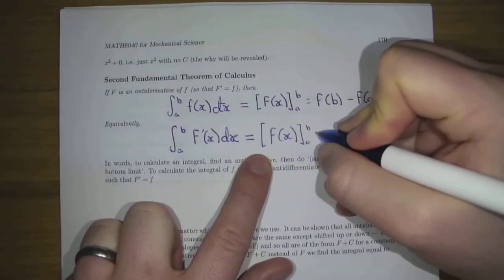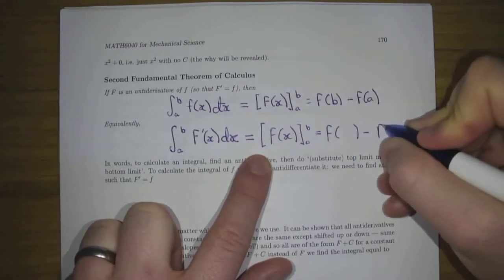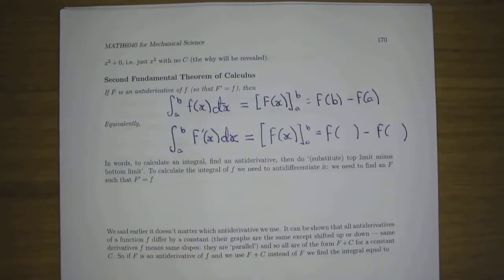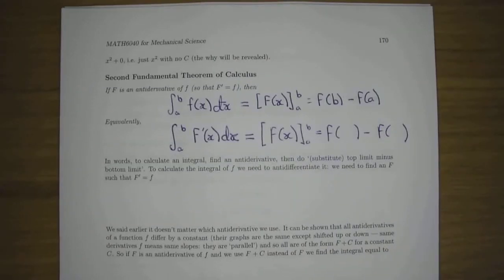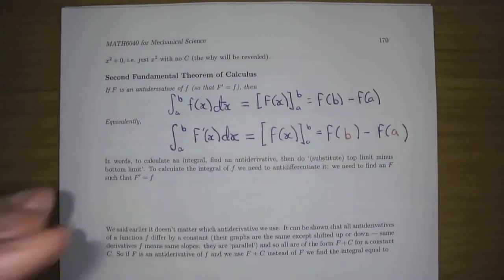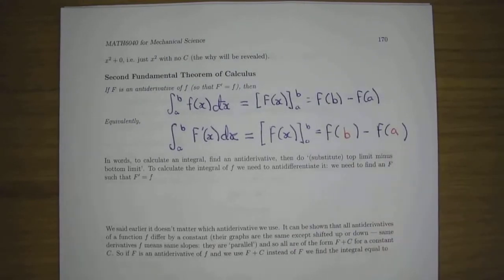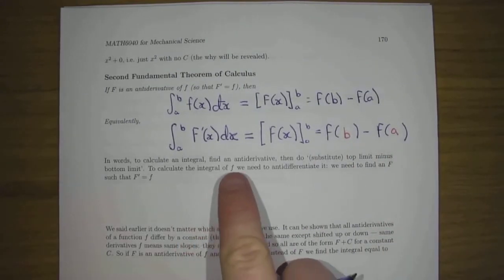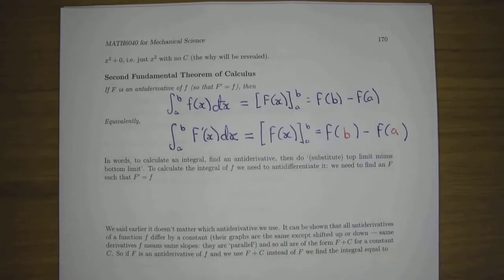And of course this is the same as above, but I'll just use some color to be a bit more precise. So this is, just refocus. I did an hour of videos yesterday without being focused. Okay, so here you've got the derivative and here's the antiderivative. In words, to calculate an integral, find an antiderivative, then substitute top limit minus bottom limit. To calculate the integral of f, we need to antidifferentiate it.